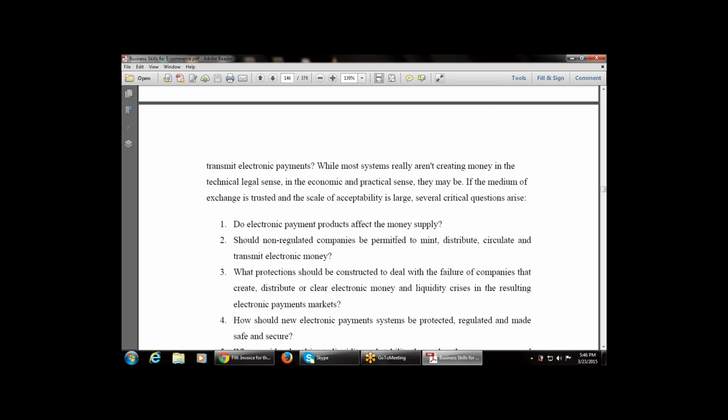So, whether the e-payment system affects the money supply? Should non-regulated companies be permitted to mint, distribute, circulate and transmit e-money? What protections should be constructed to deal with the failure of companies that create, distribute or clear the e-money and liquidity? How should new payment systems be protected, regulated and made safe and secure?